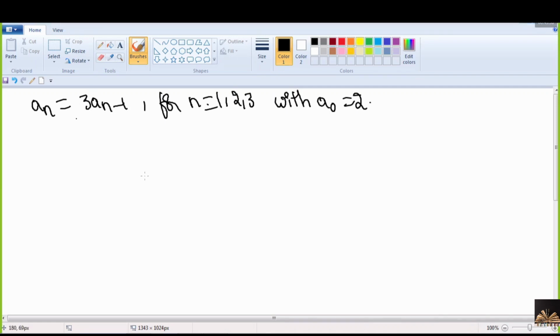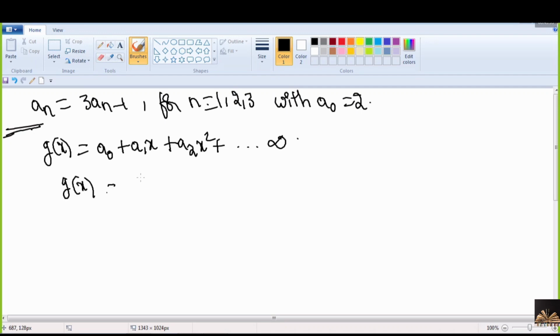Okay, so consider the recurrence relation. Before we see this example, I'll tell you what a generating function is. The general form of the generating function is a0 plus a1x plus a2x square and so on up to infinity. Those who did not understand, listen carefully. I can write this as summation of n equal to 0 to infinity. You can write a0 as a0 into x power 0, so it is in the form of an into x power n.